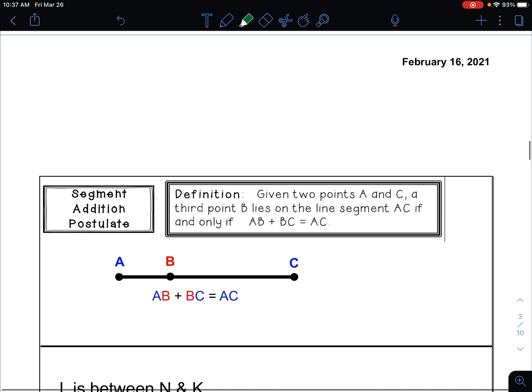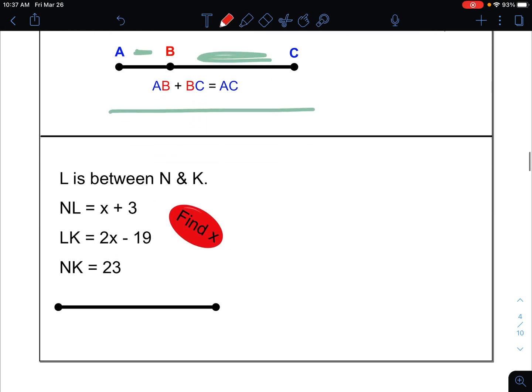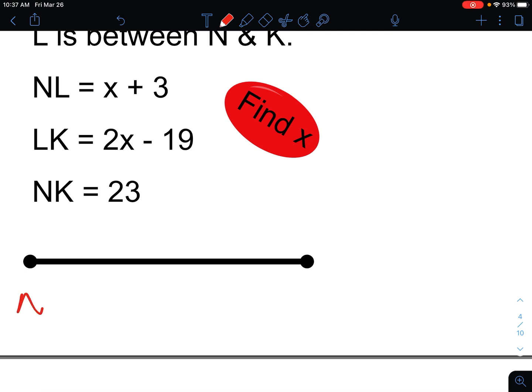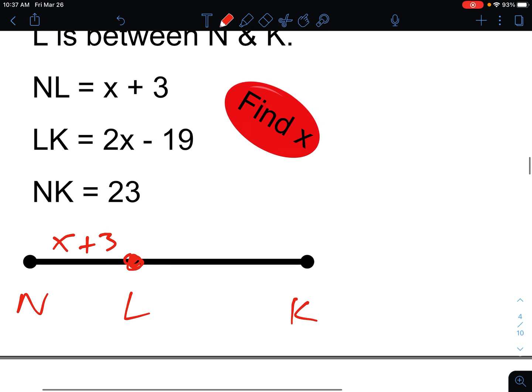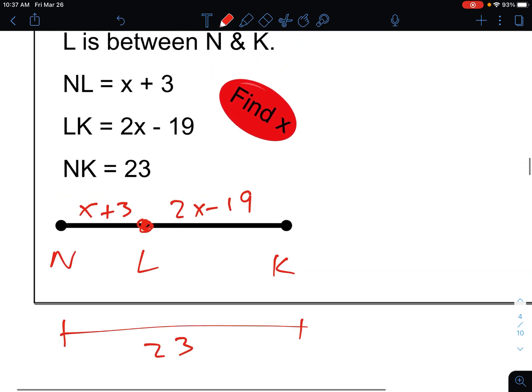Okay, so let's just relook at the segment addition postulate. This was back in unit 1. Part plus part equals the whole. The two smaller pieces add together to equal the whole thing, right? So here is a diagram that's not drawn for us, so let's fill it in. L is between, doesn't have to be in the middle. NL is x plus 3. LK is 2x minus 19, and then the whole thing is 23, right?